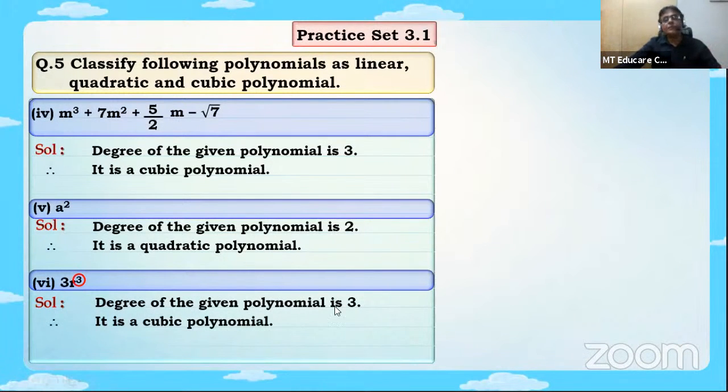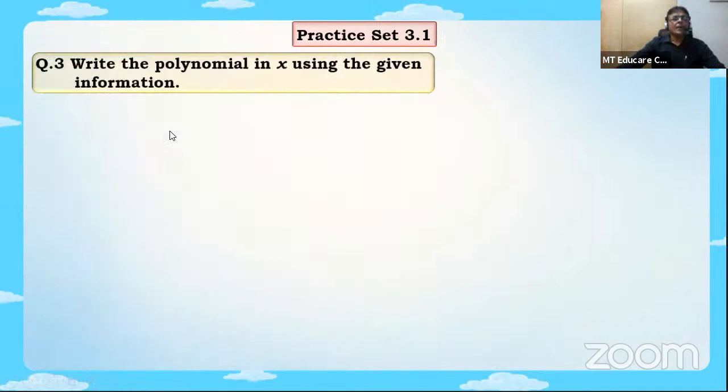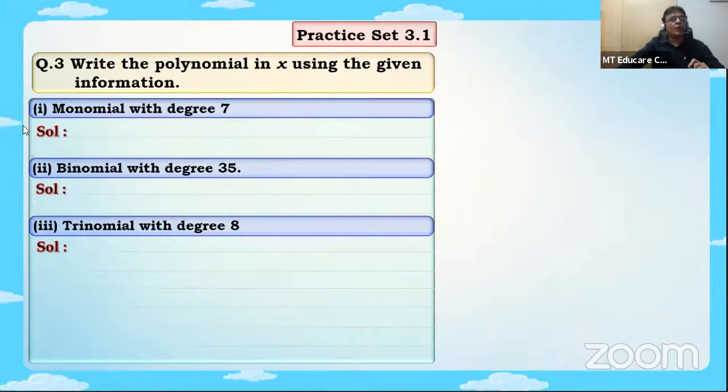Okay, let us move forward. The first part of the polynomial is very simple. If you have understood the first part, the next part will become even simpler. Okay, now look here. Write the polynomials in x using the given information. Now I will give you the information. You will write that example.